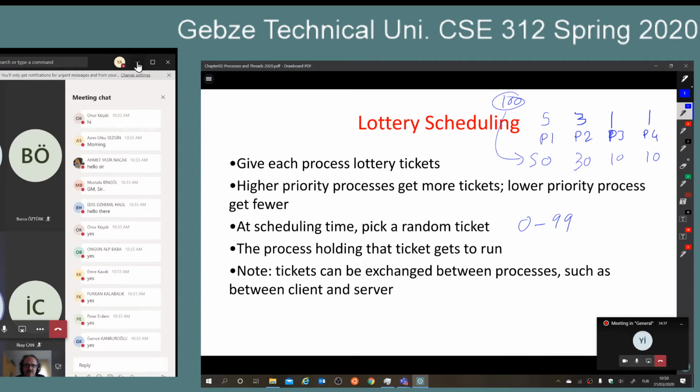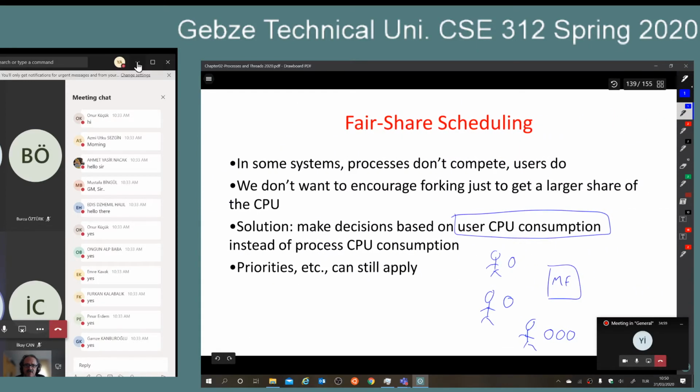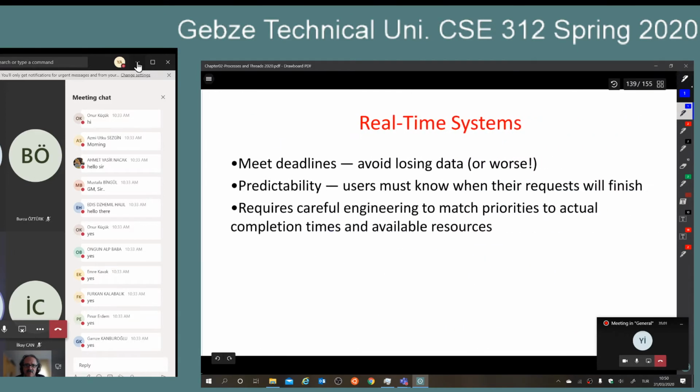So what happens if I add a new process, let's say process number 5? Okay, I gave it 10 tickets, so it's a lower priority. That means that this one will have less, because now I have a total of 110 tickets. Okay, so this one has a lower priority now, but still it has the highest priority. Okay, we talked about this.